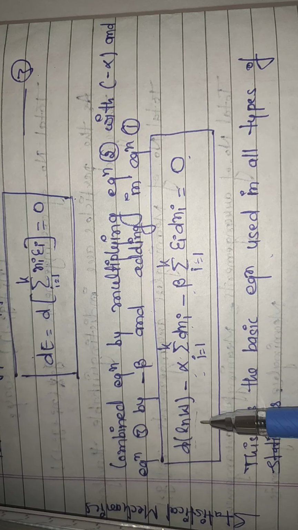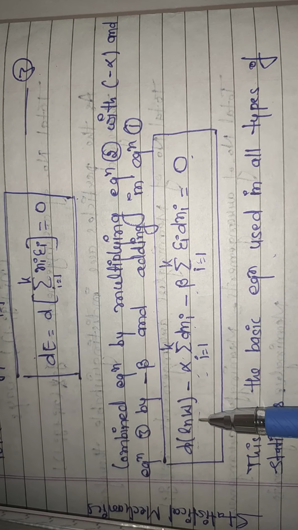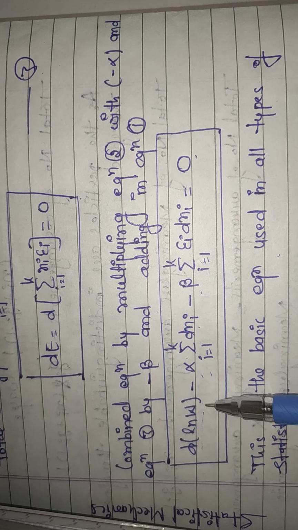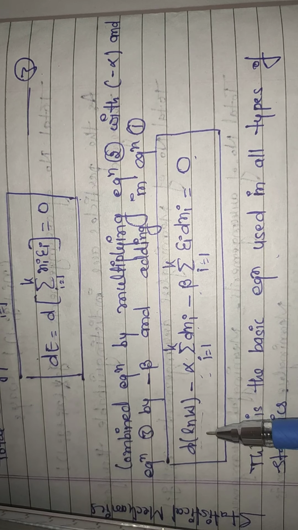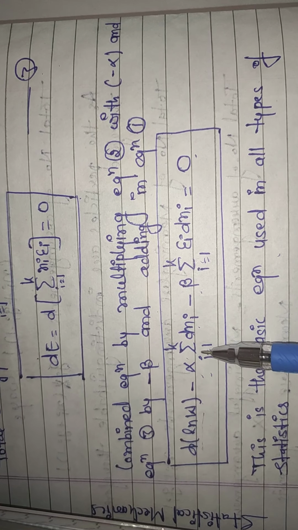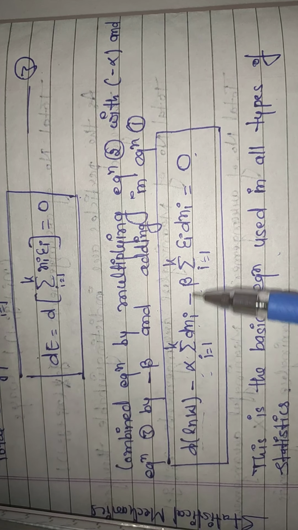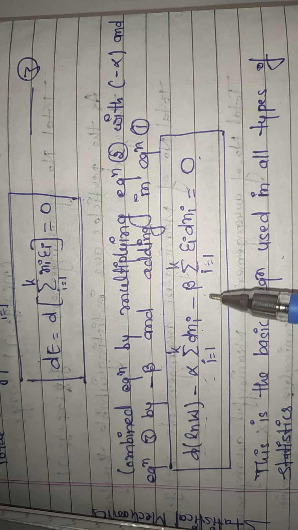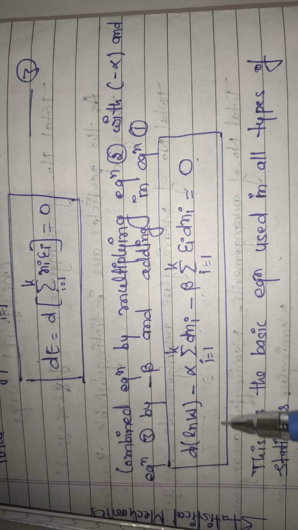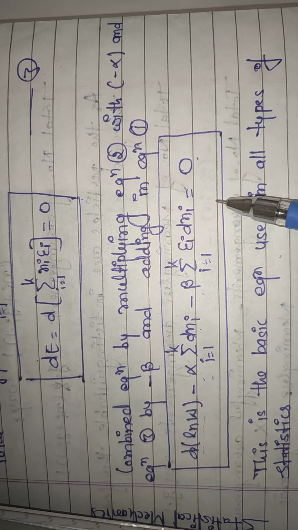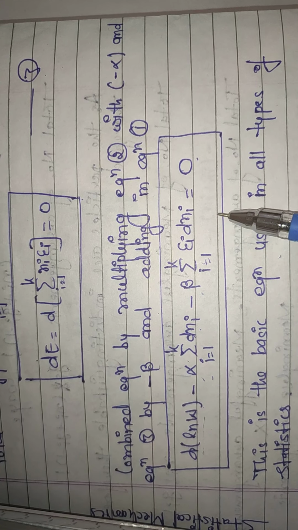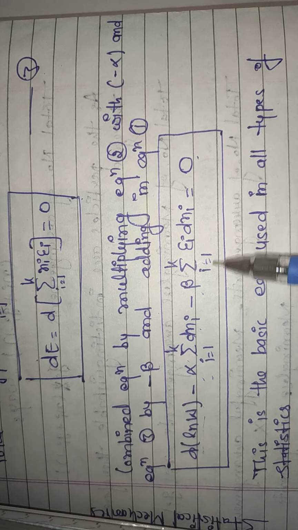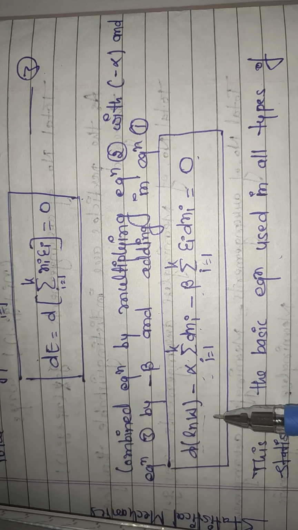In all types of statistics, first we find the logarithm of W, the thermodynamical probability corresponding to the most probable state. Then we take its derivative. Then we apply the conditions on the total number of particles and total energy. Then we sum all these three equations and equate it to 0. This is the prime equation that we have to solve in all these types of statistics. So our basic work is just to find the solution of this equation.